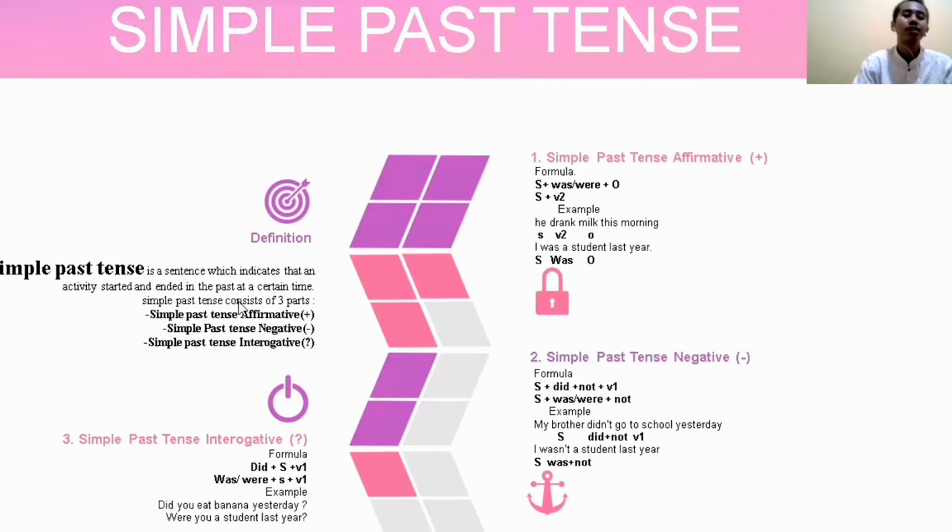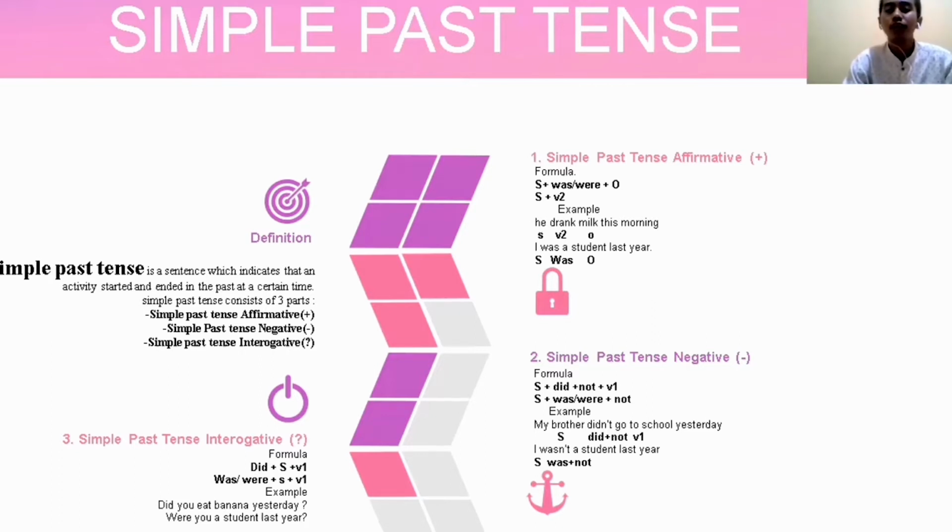Today, I will present about simple past tense. Definition: simple past tense is a sentence which indicates that an activity started and ended in the past at a certain time. Simple past tense consists of 3 parts. The first, simple past tense affirmative. Second, simple past tense negative. And the last, simple past tense interrogative.